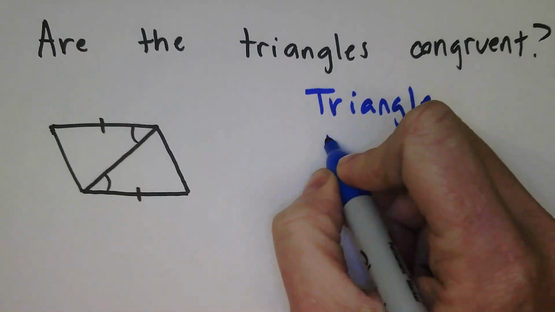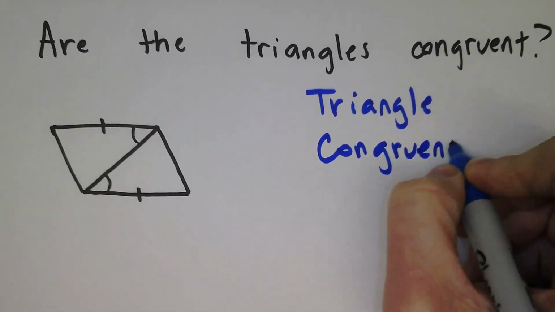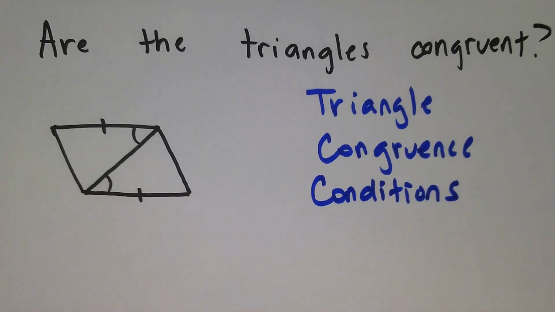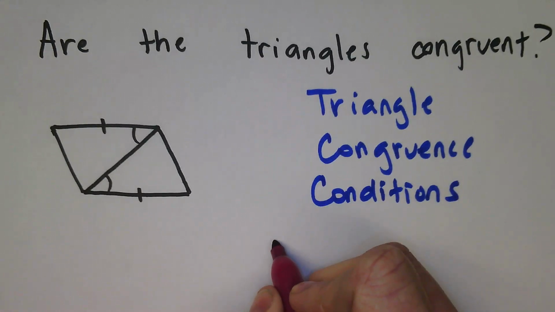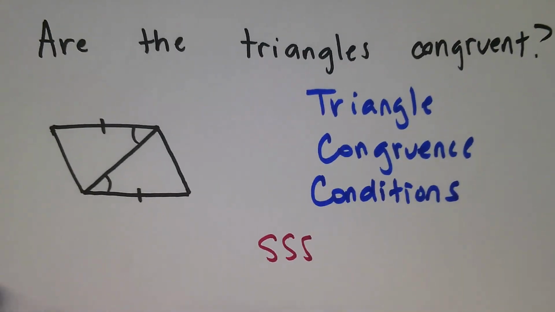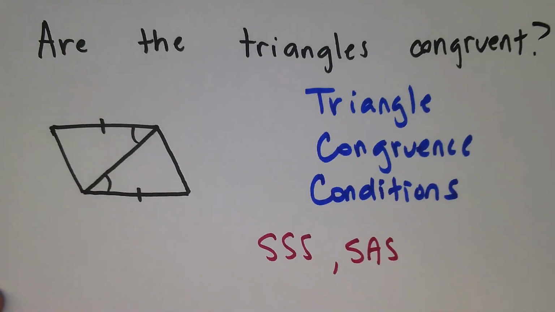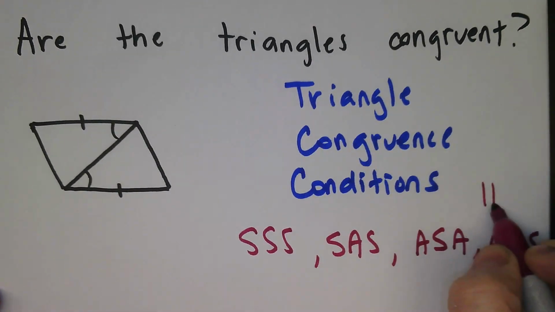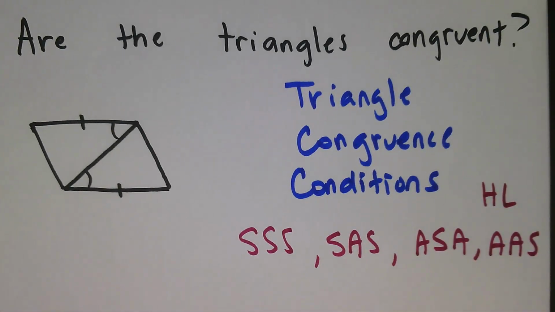Triangle congruence conditions. So these are the A and S letter combinations referring to angles and sides that will allow us to prove triangles being congruent. And let's see, they are SSS, or side, side, side, SAS, two sides and an included angle, ASA, angle, side, angle, and AAS, angle, angle, side. There is another one that is HL, and that's for hypotenuse leg, and that only works if you have a right triangle.